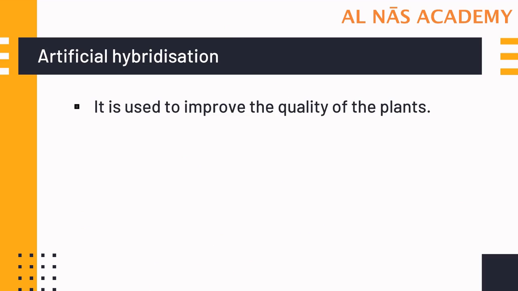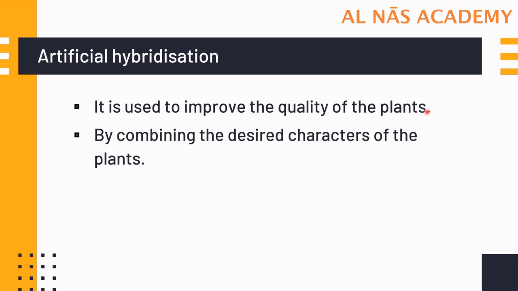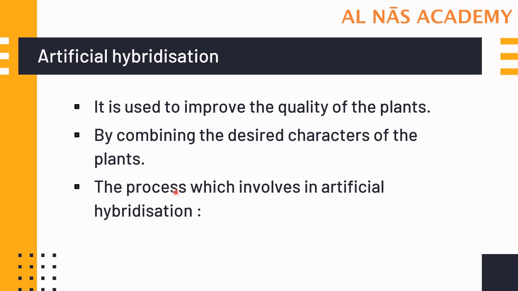Artificial hybridization is one of the major approaches for crop improvement programs. That means it is used to improve the quality of the plant by combining the desired characters of the plant. Artificial hybridization involves many processes. One of the first steps is the selection of the plants. Say, for example, if I want a long grain and disease resistant basmati rice in one plant, then I am going to select a long grain basmati rice which is not disease resistant, and a second plant which is disease resistant but the grains are not long.